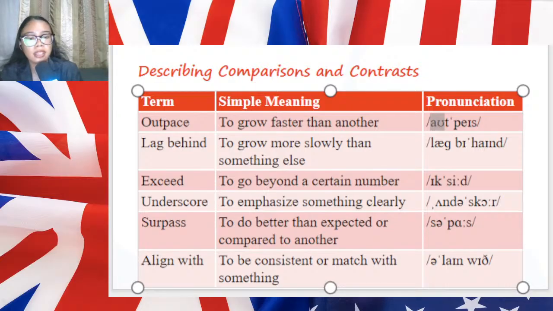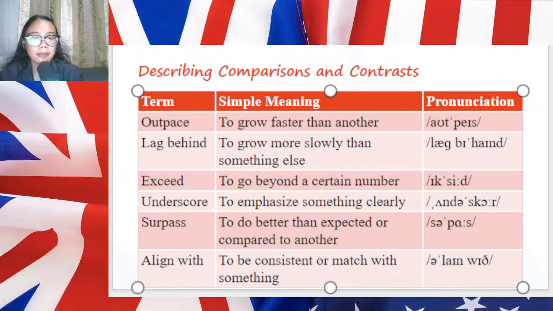So we get out. Next is pace, which also has a clear diphthong sound. The diphthong sound here is A. Again, A. So we get pace. And there is a silent letter E in the end. Alright, we try to put them together, we get outpace. The stress is on the first syllable, out, so we get outpace.